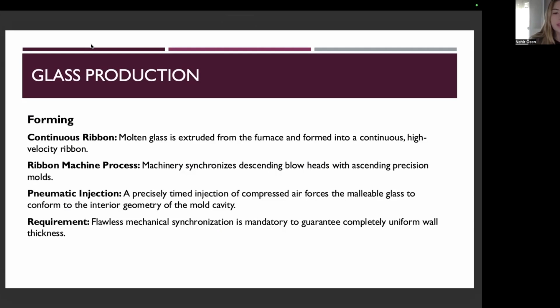During forming, molten glass is extruded into a continuous high-velocity ribbon. The ribbon machine process synchronizes the blow head and precision mold. A precisely timed pneumatic injection of compressed air forces the malleable glass to conform to the interior mold cavity. The strict requirement here is flawless mechanical synchronization, which is mandatory to guarantee completely uniform wall thickness.